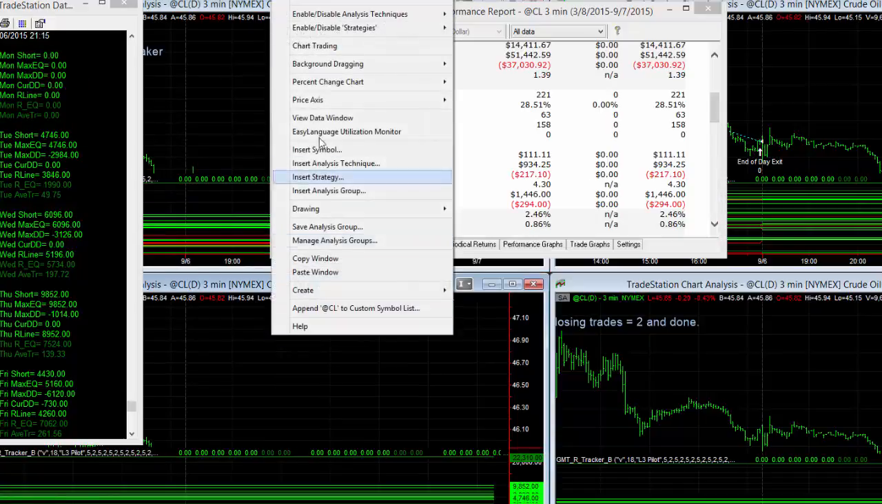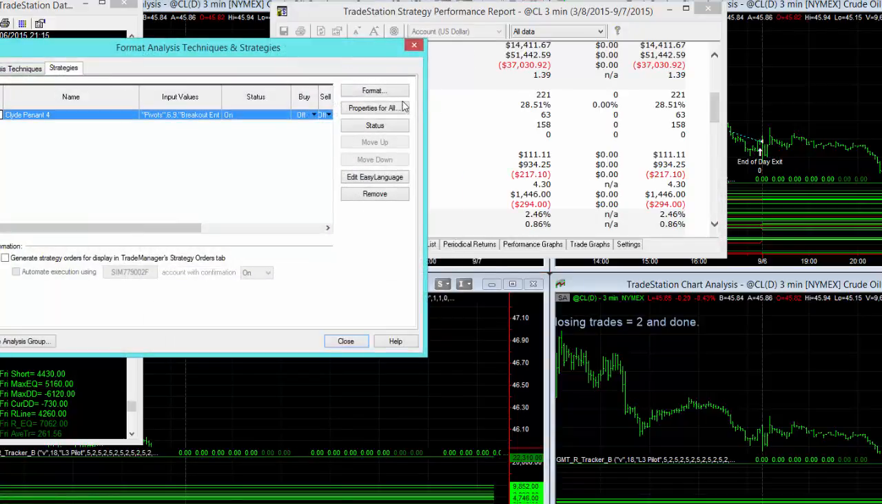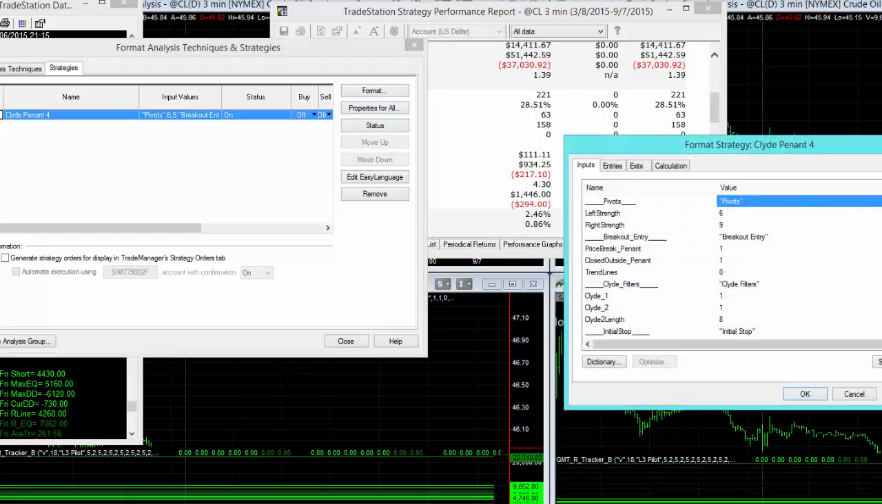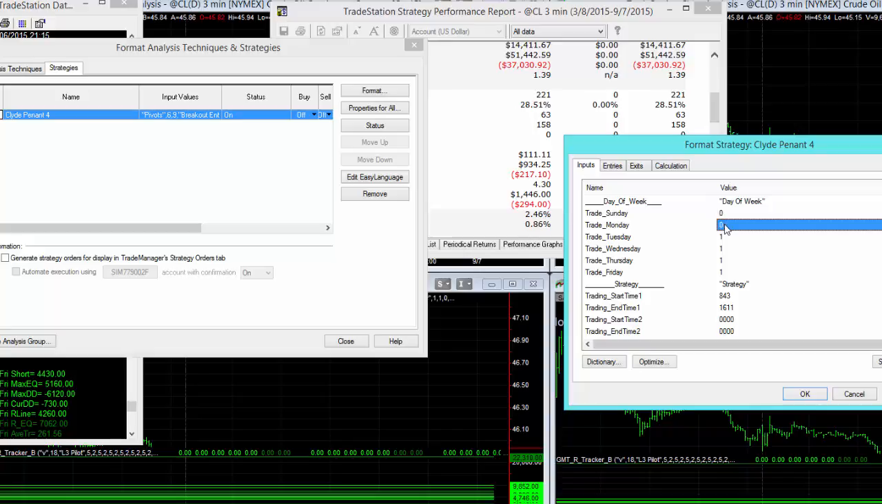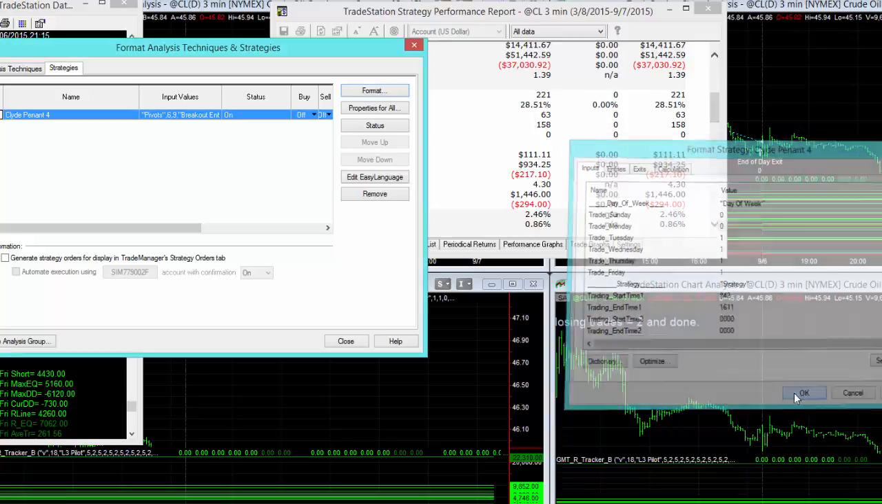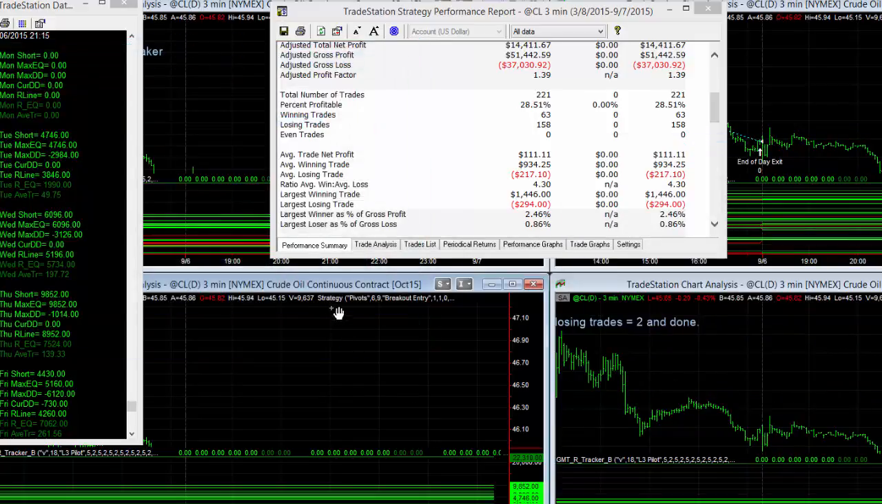If we go into our strategy, format strategy, and go into the system itself, we take out Monday. We've excluded Sunday as well, but we take out Monday. Let's see what happens with the performance. So that poor performing day is dropped. Now let's have a look at the stats here.